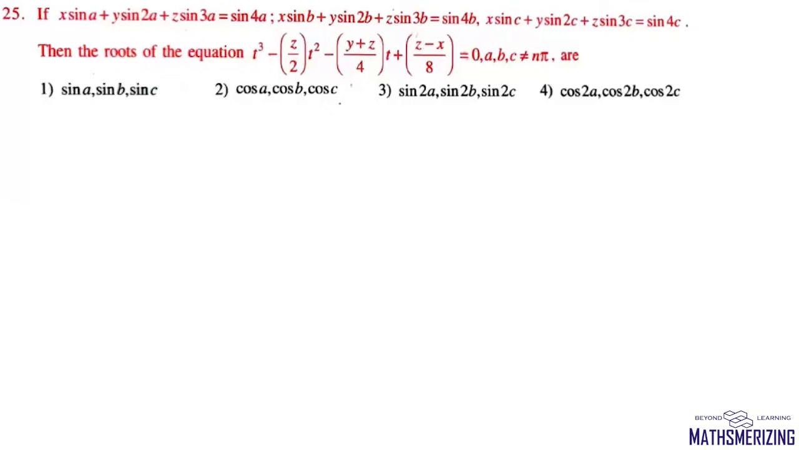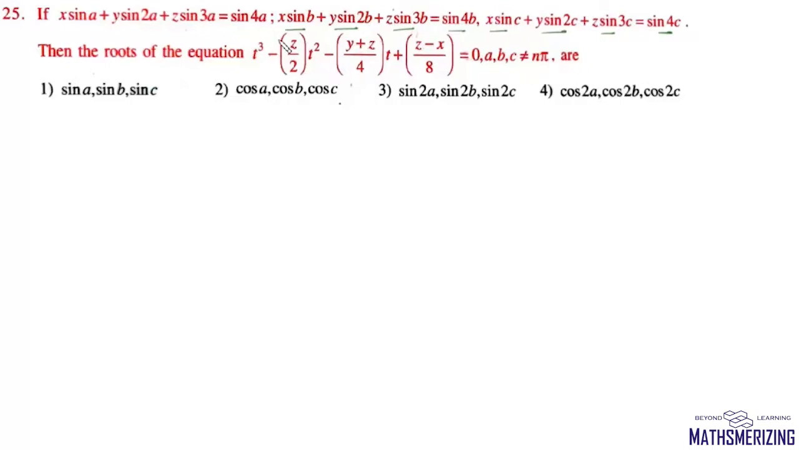Another question which again is related to polynomials and trigonometry is: if x sin a plus y sin 2a plus z sin 3a is equal to sin 4a, and in the same way x sin b plus y sin 2b plus z sin 3b equals sin 4b, and x sin c plus y sin 2c plus z sin 3c is equal to sin 4c, then we need to find what are the roots of the given equation.